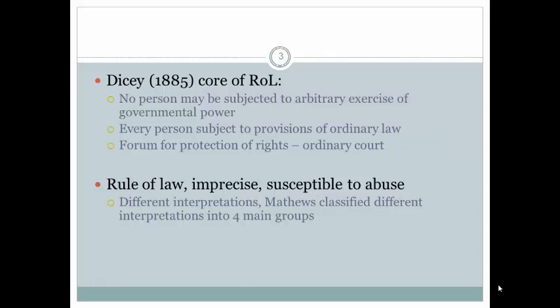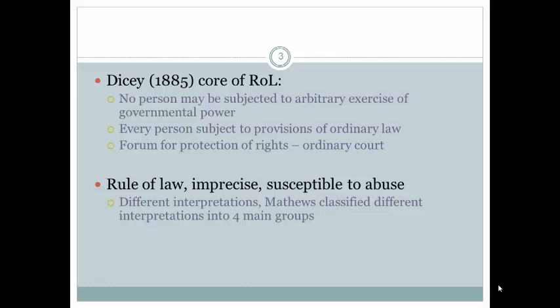All people are subject to the principles of ordinary law, and ordinary courts enforce those laws, or there's some other form of discrimination or unequal treatment, but it is justified, sanctioned by the law that is supposed to protect the rights of people. You can see that this is an imprecise concept that is susceptible to abuse.